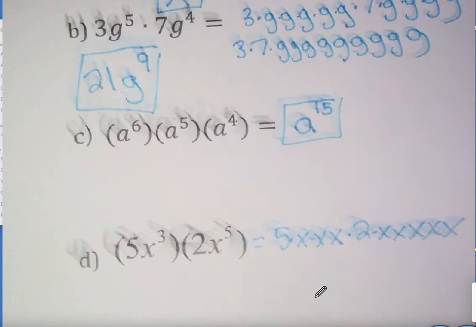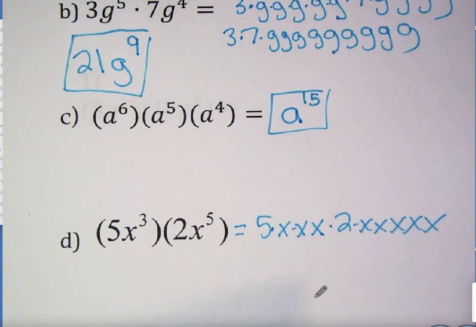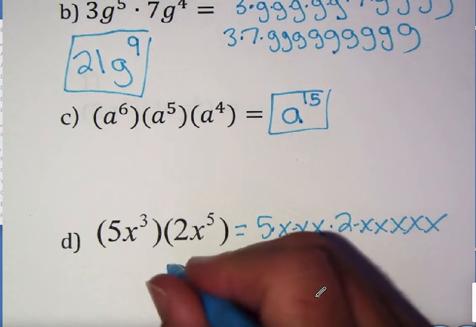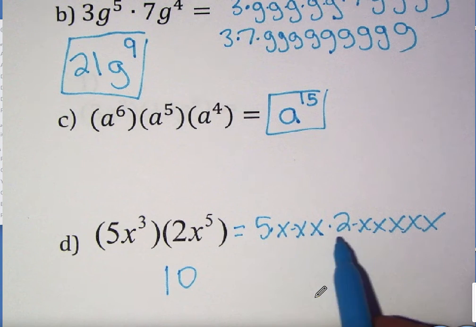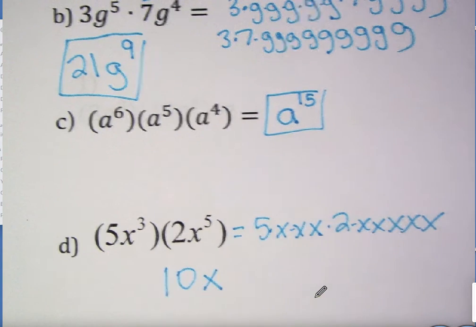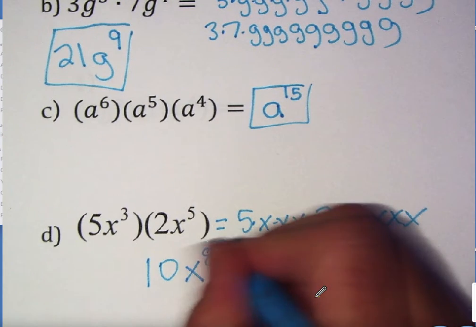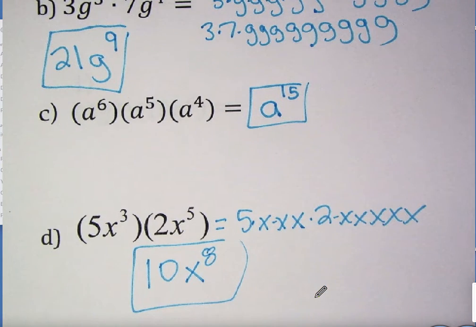I'm going to do it in expanded form, but how about you? Did you need to? Can you figure out what this equals? Well, 5 times 2 is 10, and they would get next to each other. And then how many x's would we have multiplied together if we got them all next to each other? Well, there would be 8 multiplied together. So we have 10x to the 8th.